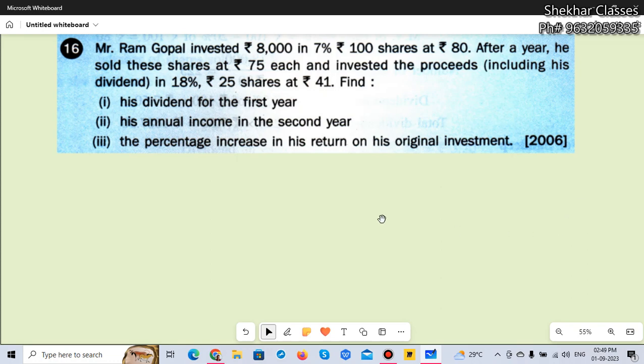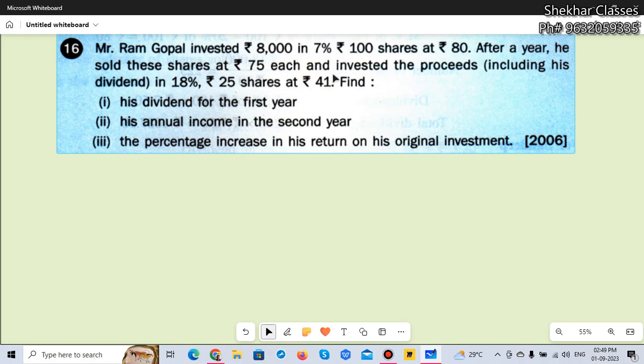Mr. Ram Gopal invested 8,000 in 7% rupees 100 shares, meaning a 100 rupee share giving a dividend of 7%, and he bought those shares at rupees 80. He bought it for 80 rupees. Market price is 80, nominal price is 100, dividend rate is 7%, invested amount is 8,000. After a year, he sold these shares at 75 each.